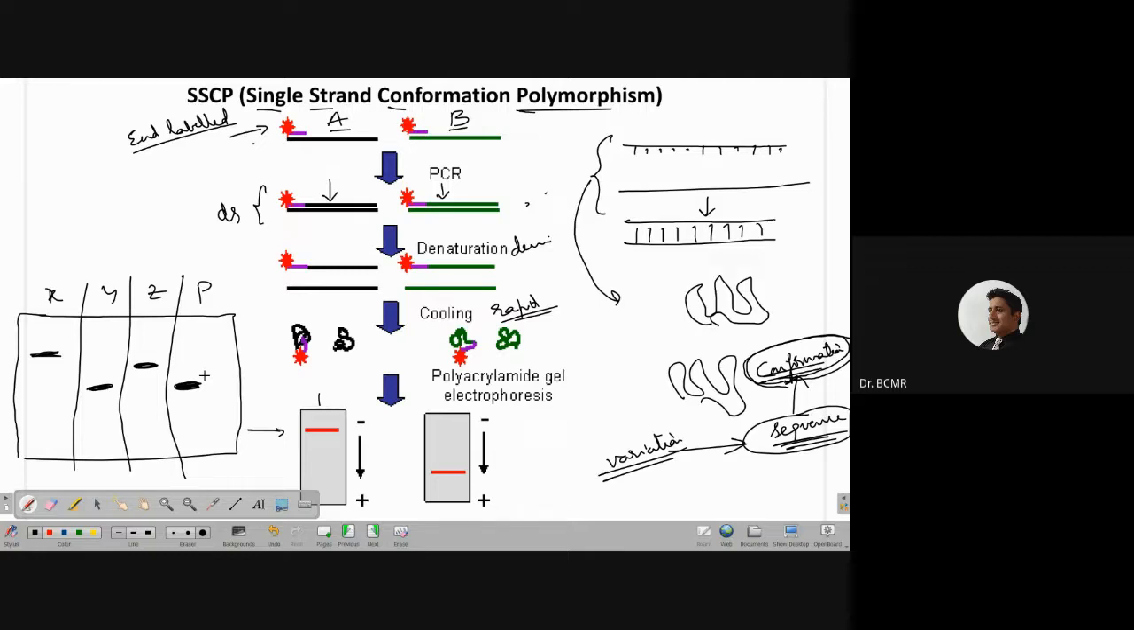Which one is the largest of them in size? X. Which one is the largest? The first one's X, sir. Why? Why is it the largest?